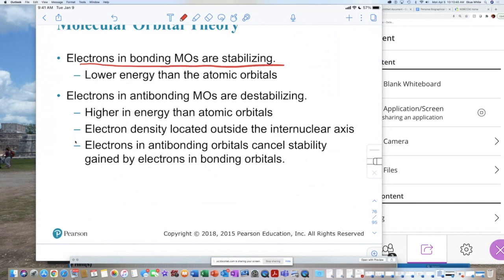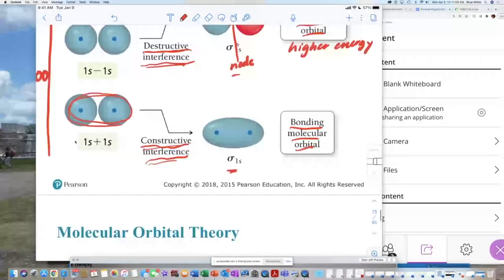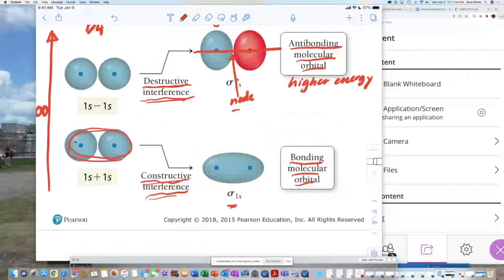Electrons in bonding molecular orbitals are stabilizing, lowering the energy, and they're lower in energy than atomic orbitals. Electrons in the anti-bonding molecular orbitals are destabilizing. They are higher in energy than the atomic orbitals. They are located outside the internuclear axis. If you drew an axis here between the nuclei, you can see how there are no electrons. If you drew it vertically, there are no electrons here, right?